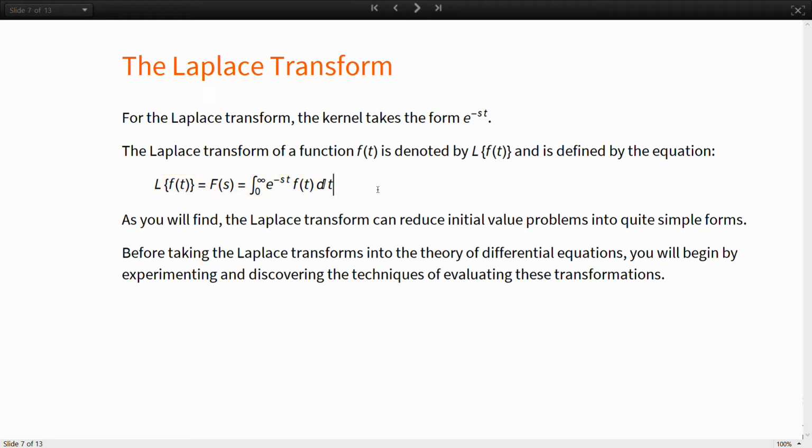As we will see in future lessons, the Laplace transform can reduce initial value problems into quite simple forms. However, before we dive into applying Laplace transforms to the theory of differential equations, we will first look into the techniques of evaluating these transforms.